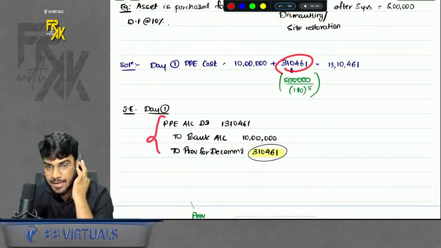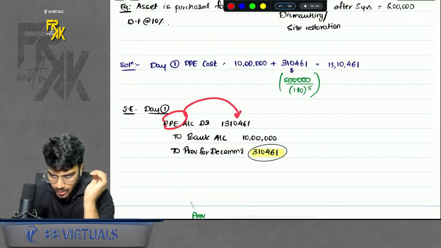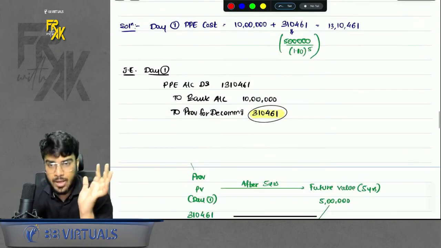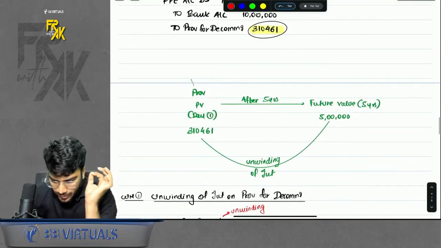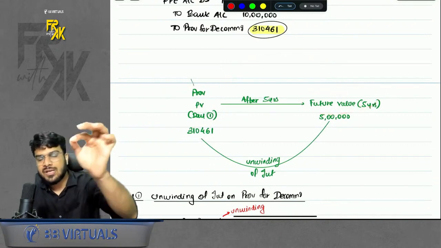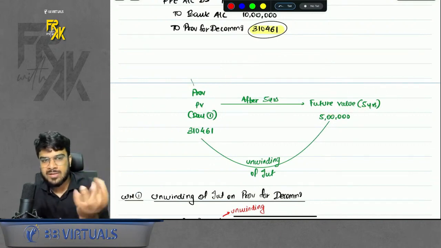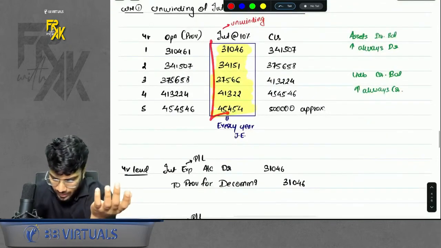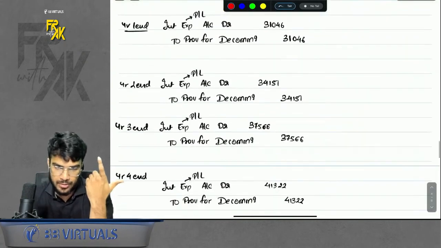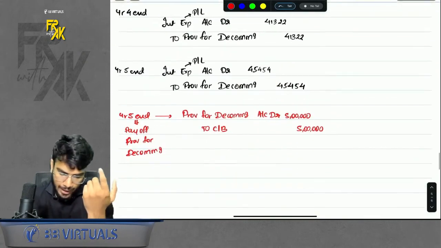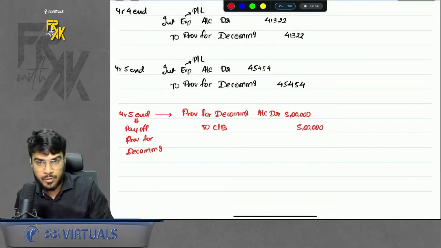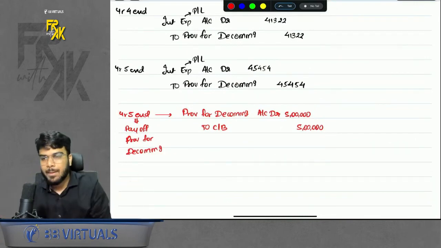While passing the entry, we will record the asset at total cost to cash and bank, and the amount of decommissioning at present value will be recorded as a provision. But now the issue is we recorded the provision at present value, but we have to make the payment at future value. So the procedure of going from present value to future value is known as unwinding. Every year we will do unwinding of interest. The entry for unwinding will be interest expense to provision, right? So every year you will pass this entry, and at the end of the 5th year you will pass the entry for paying off the provision, that is, provision account debit to cash and bank.